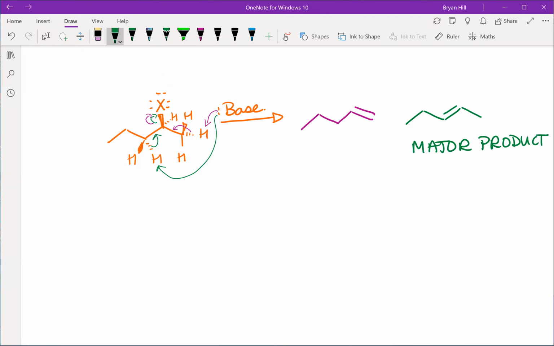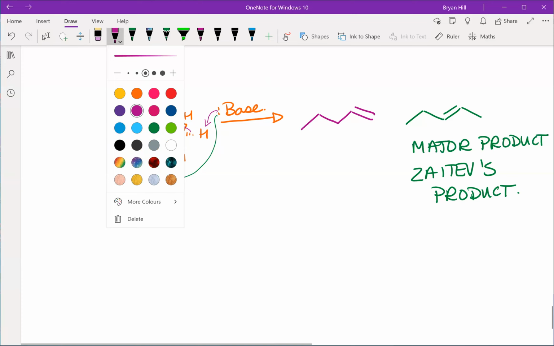There is the cis version of this as well, which is another complicating factor, but for the main point, we'll just draw it as a trans product. This is the main product. And we'll call this Zaitsev's product, because it was the Russian chemist Zaitsev who discovered this when we were doing elimination reactions. So this tends to be the major product, particularly if the reactions are done under thermodynamic conditions, because the more substituents you have on a double bond, the more stable it is. The product where we've got the double bond on the terminal carbon here, this is Hofmann's product.